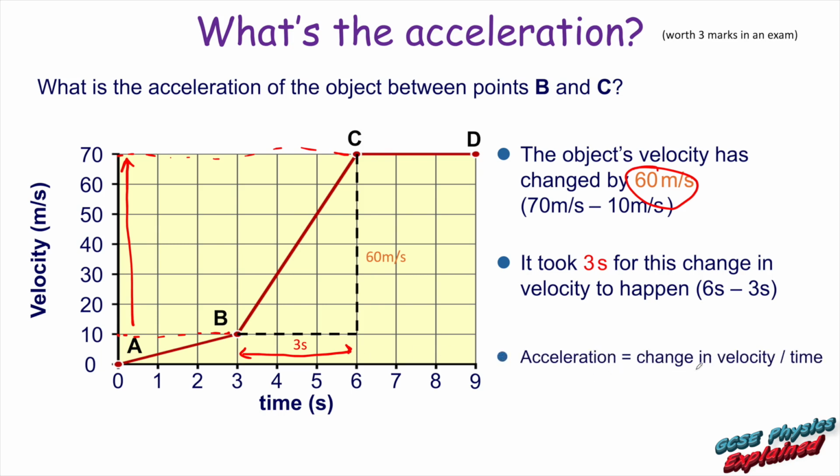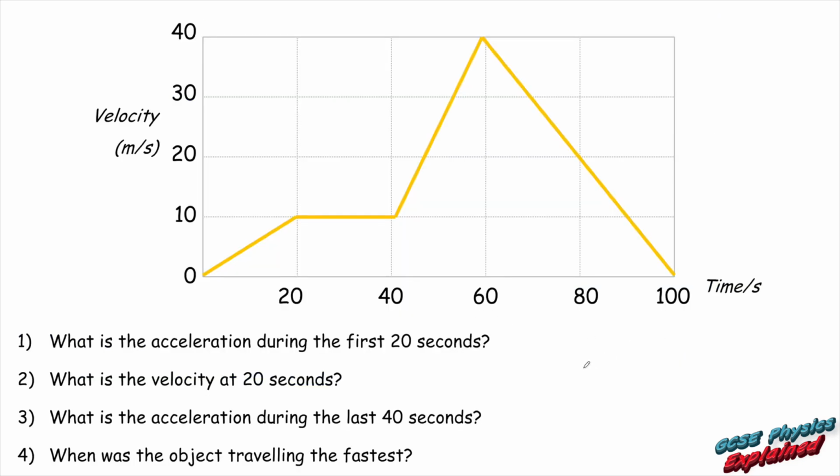So acceleration is change in velocity over time. So that's 60 over 3, which comes out as 20 meters a second squared. And that's how to get 3 marks in an exam. Right, here's a few questions for you to try. Pause the video and have a look at them.